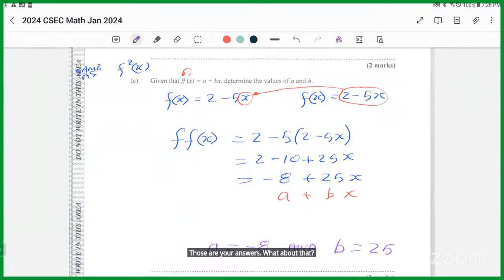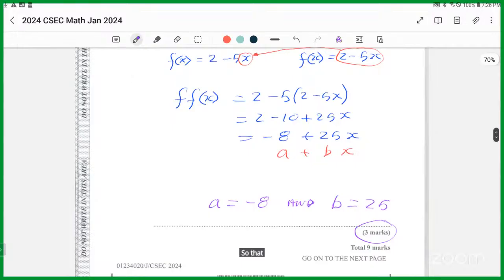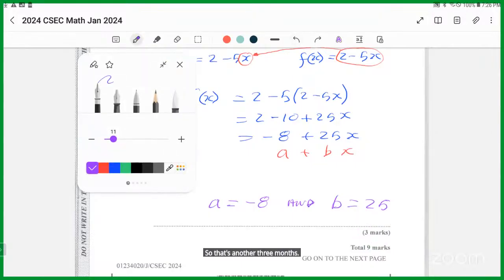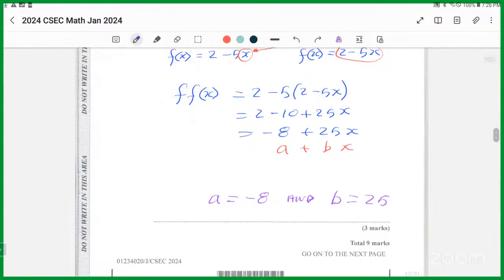All right. So that's another 3 marks. Done. Moving right along.